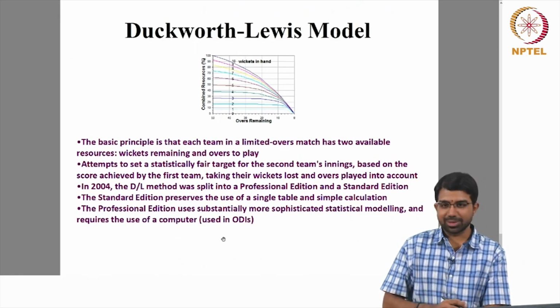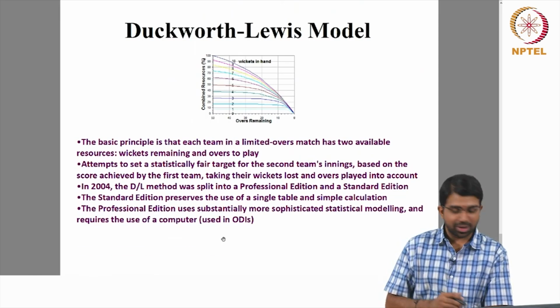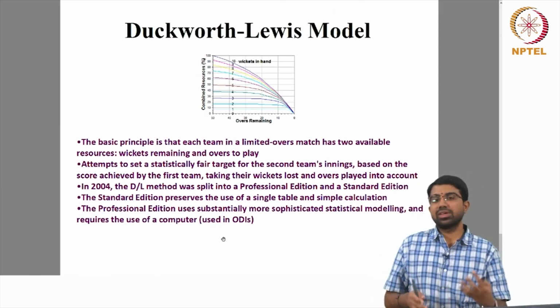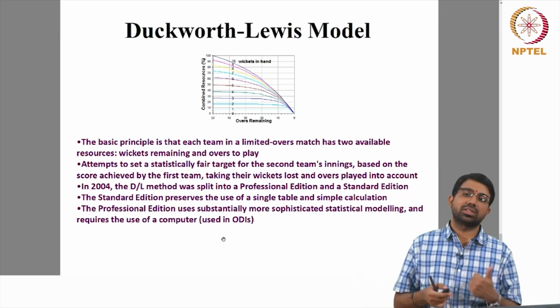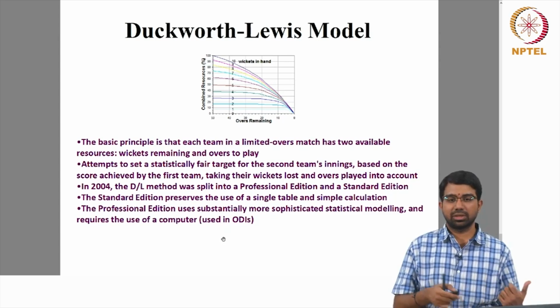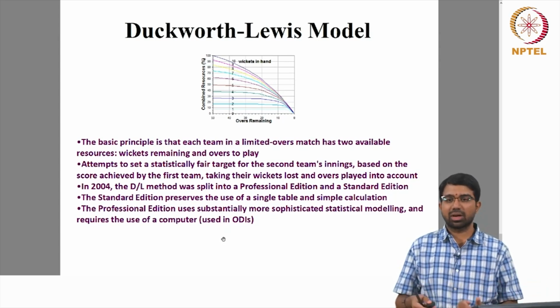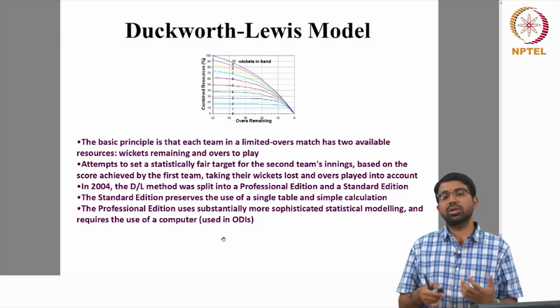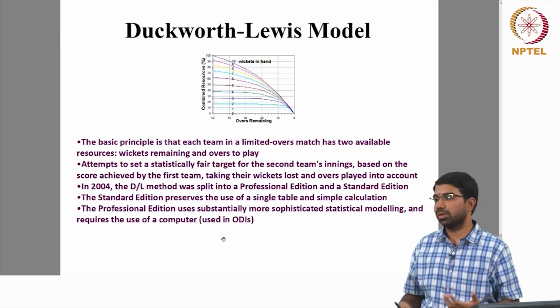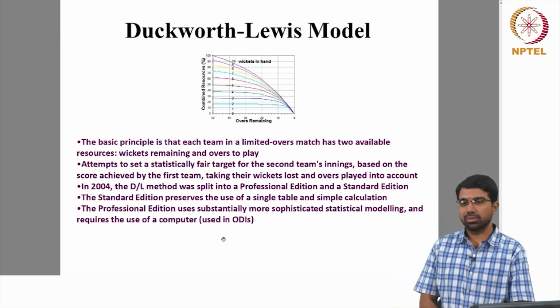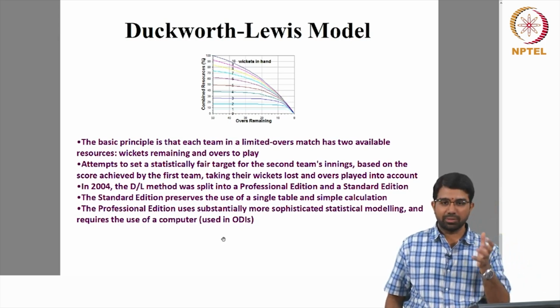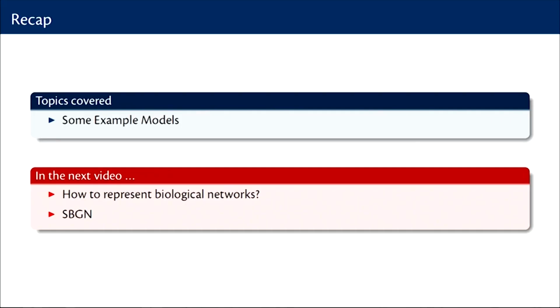And of course Duckworth-Lewis, our favorite model. So essentially there are various ways to characterize these models. You want to understand whether it is deterministic, stochastic, dynamic, empirical, correlative, or mechanistic. All of these are things you need to think of when you analyze any model and want to understand its characteristics. This is just a basic recap of what we did earlier. With this we are sort of done with some of the fundamentals of mathematical modeling. In the next video, let us start looking at how we represent biological networks and something known as SBGN, or systems biology graphical notation.